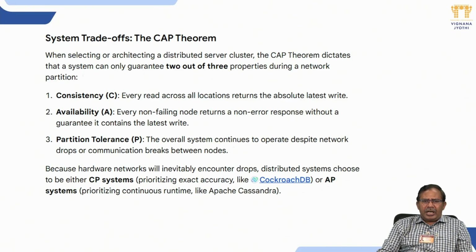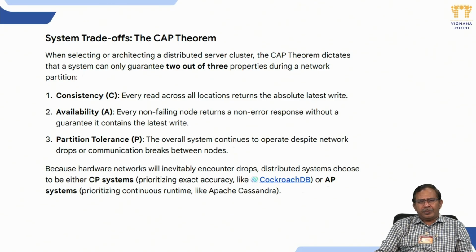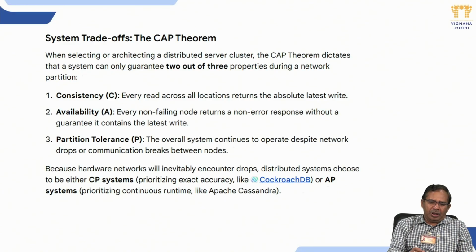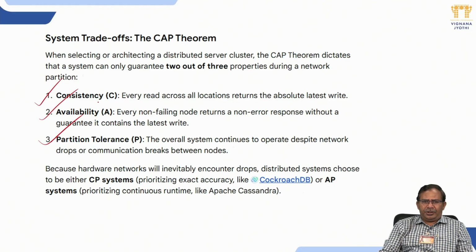What are the system trade-offs of distributed client server architecture? It is the CAP theorem. What does CAP stand for? C stands for consistency, A stands for availability, and P stands for partition tolerance. So here, the CAP theorem dictates that the system can only guarantee 2 out of 3 properties during a network partition.